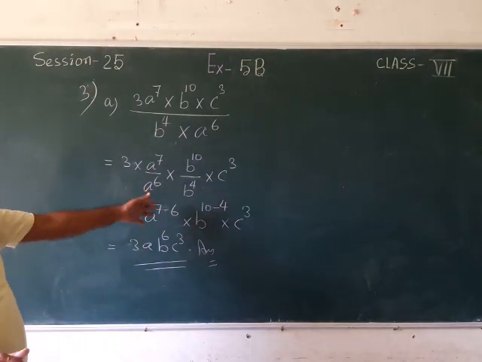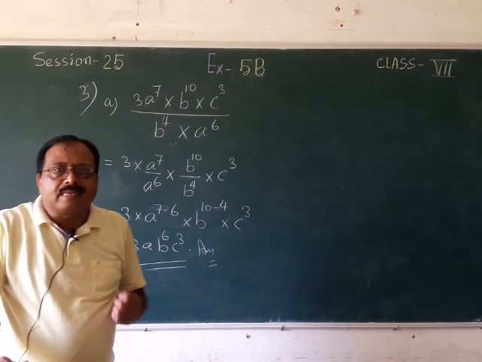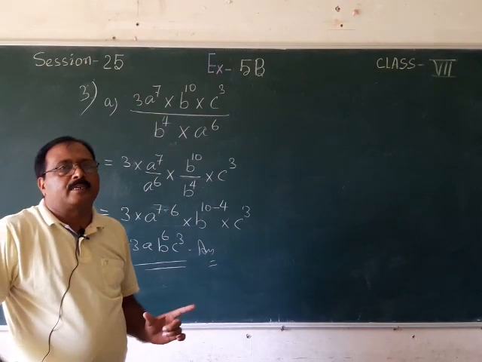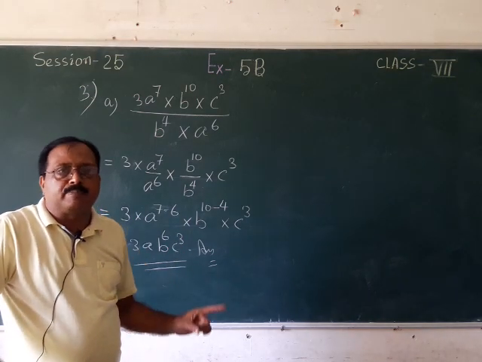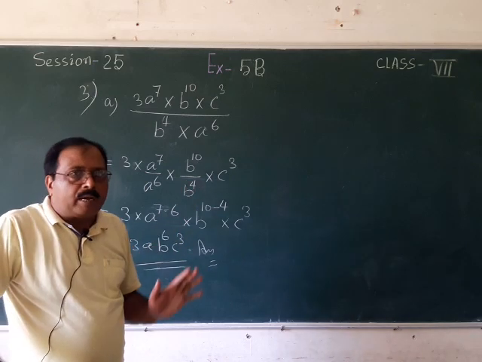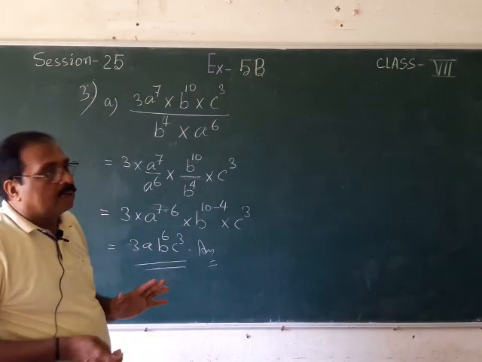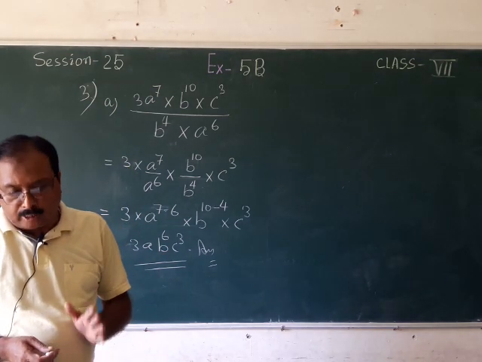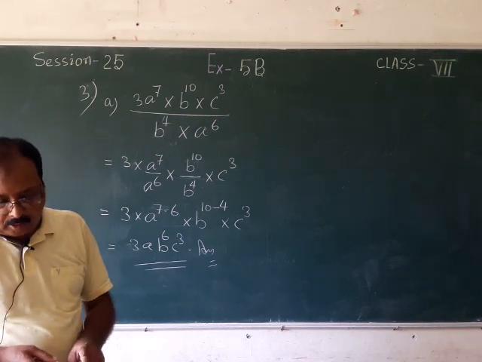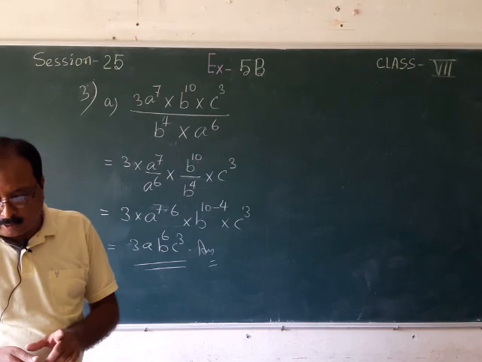So like that you can just group the like terms together. Like term means with a you need to write a, with b you need to write b, with c you need to write c. Like that you have to make a group of like terms, and you can apply the laws of exponent to solve such type of questions. So here question number A I have done, B I am giving you to do by yourself.